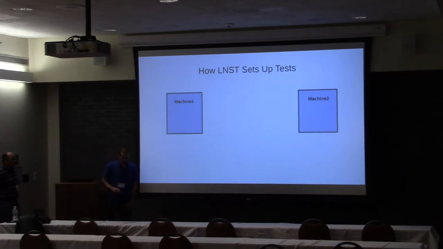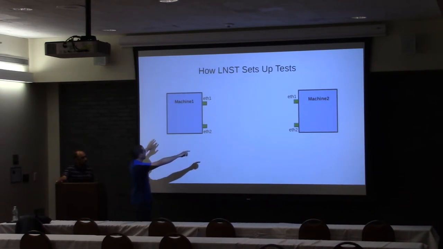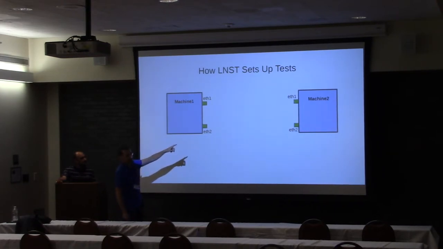So how does LNST set itself up, in chronological order? For the sake of time, we will assume that we have two systems that already have an OS installed, which is Linux, and I have access to these machines through a NIC that is not in this design. I can SSH to them and install whatever I want, like RPMs. These two NICs are the ones that I'm going to be testing, either after a driver upgrade, a kernel upgrade, or firmware.